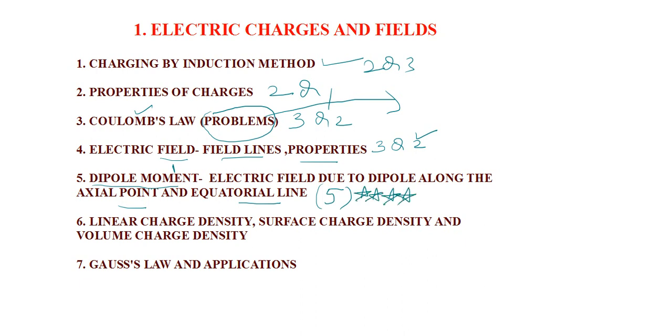After this, next read on linear charge density, surface charge density, and volume charge density. This may be a 2 mark question for you. Next, this comes under the continuous charge distribution topic, in which these 3 subtopics will come. After that, you read on Gauss law, very important: Q by epsilon naught. Gauss law and its applications.